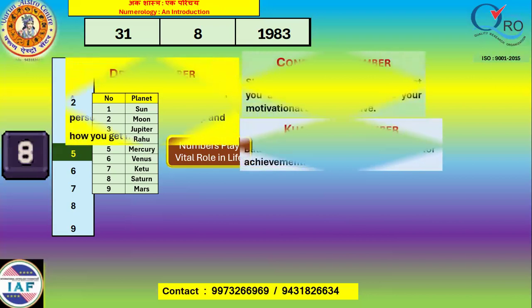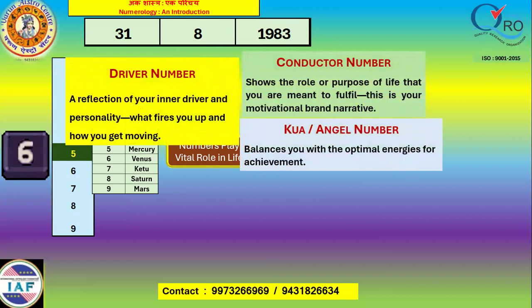So the driver gives a reflection of our inner world, inner personality, inner characteristics. This fires us up and we start moving. What does the driver do? He sits on the driving seat, puts the ignition on, the engine fires up, and the vehicle starts moving. The same thing our personality, our inner driver, does for us.